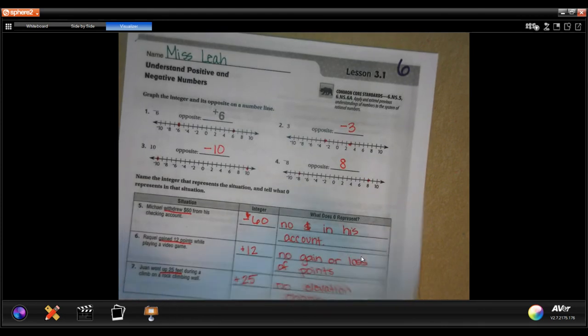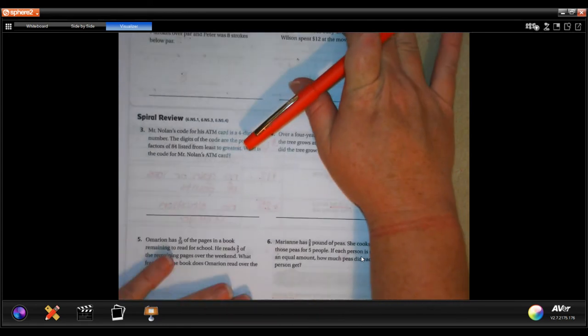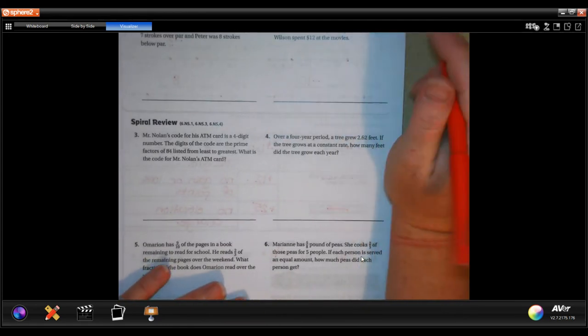All right, we're going to go into the back. You guys are going to go ahead and handle the lesson check. You totally can. I believe in you. And we are going to do the spiral review.